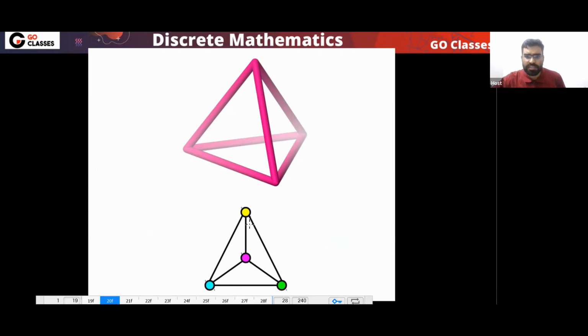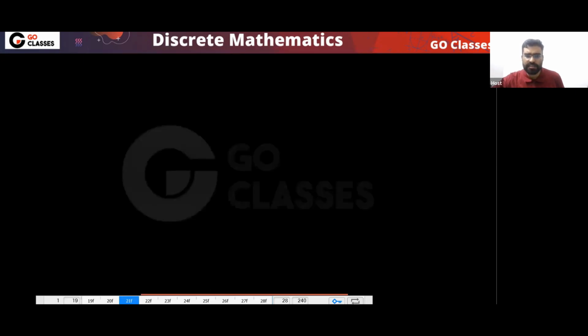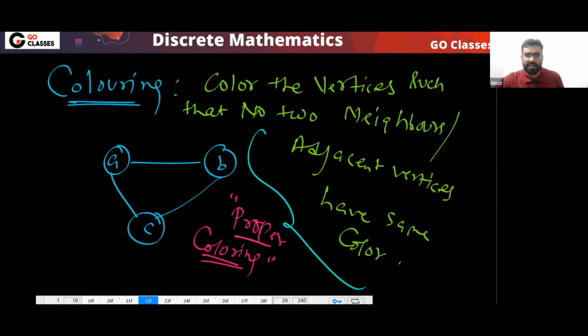Now you can notice here that adjacent vertices have different colors. For example, these two vertices are adjacent and they have different colors. These two vertices are adjacent, they have different colors. So adjacent vertices should get different colors. This is the definition. Is the definition clear to everyone?